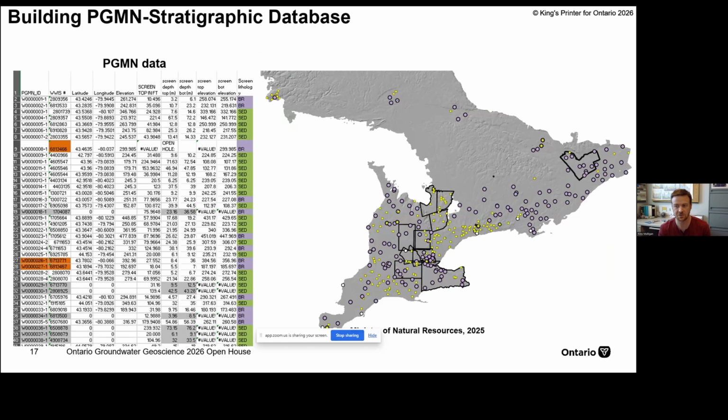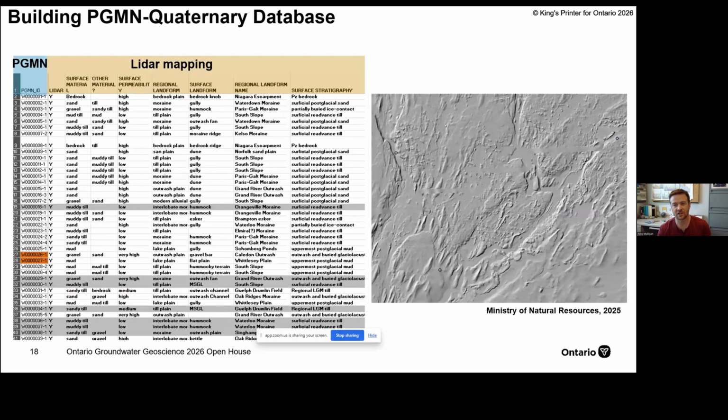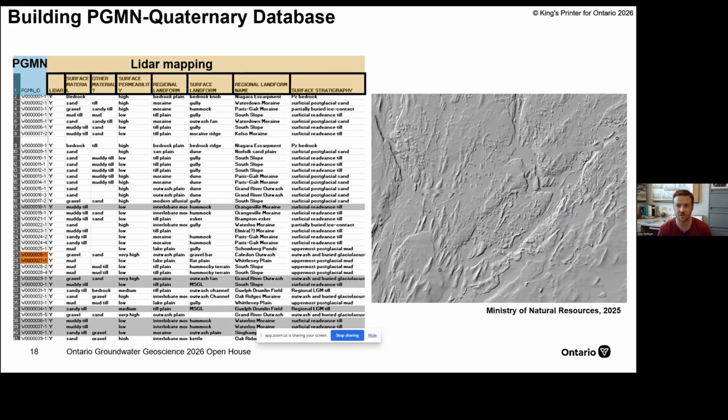And ultimately, what we want to do with this project is develop a single database that contains all of the necessary data from the PGMN itself on the identifiers and geographic and elevation and depth information, but then move forward and append all of the available geological data. So here's an example showing that, we can provide information as to whether or not there's LIDAR, the types of surface materials that are available, whether or not those are high or low permeability. And then we've dived into describing the regional landform type, the local landform type, as well as a correlation back to the previous names of the landforms, as well as assigning the surface stratigraphy.